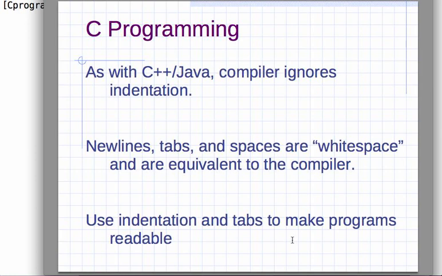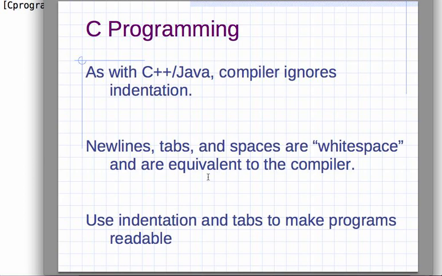So the nice thing is that, as with C++ and Java, the compiler ignores indentation. This is not true if you're using, for example, Python. In a Python program, the indentation means something, and that's not the case in C++ and Java. So if you're coming from C++ and Java, it's the same rule. New lines, tabs, spaces are all considered white space and are pretty much equivalent.